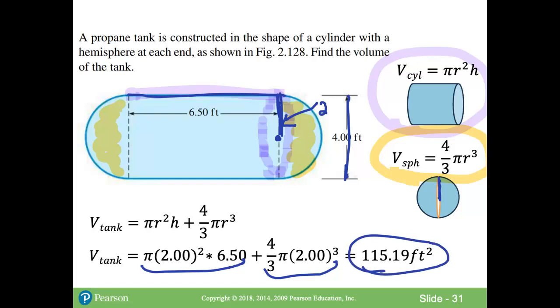Now, I'm just now seeing a mistake on this slide. Do you see it as well? It says volume is feet squared. We know that can't be right. So the volume's got to be feet cubed. So 115.19 feet cubed should be our final answer.